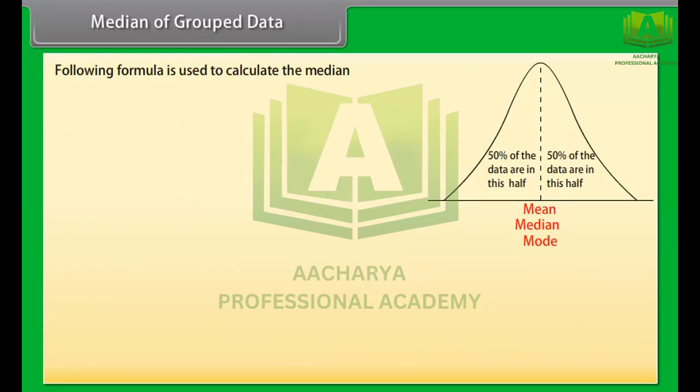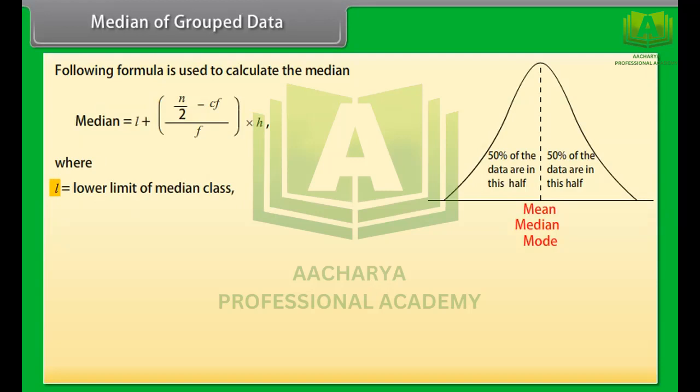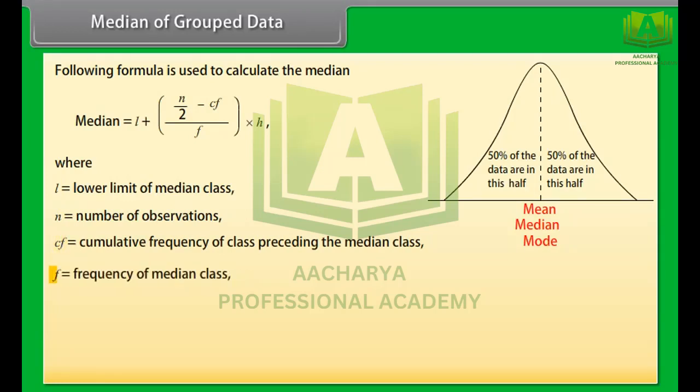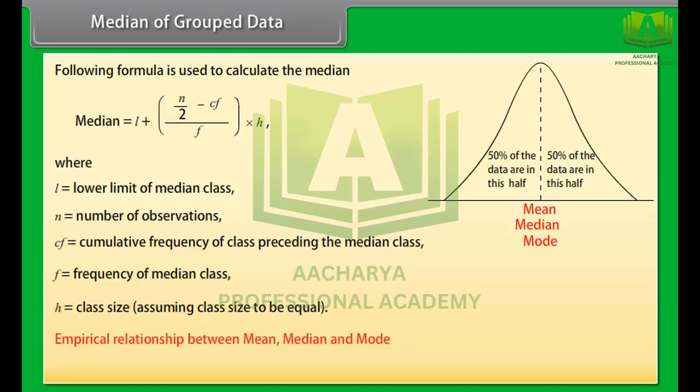Following formula is used to calculate the median: L plus ((n by 2 minus CF) divided by F) multiplied by H, where L is equal to lower limit of median class, n equals number of observations, CF equals cumulative frequency of class preceding the median class, F equals frequency of median class, H equals class size, assuming class size to be equal. Empirical relationship between mean, median and mode: 3 median is equal to mode plus 2 mean.